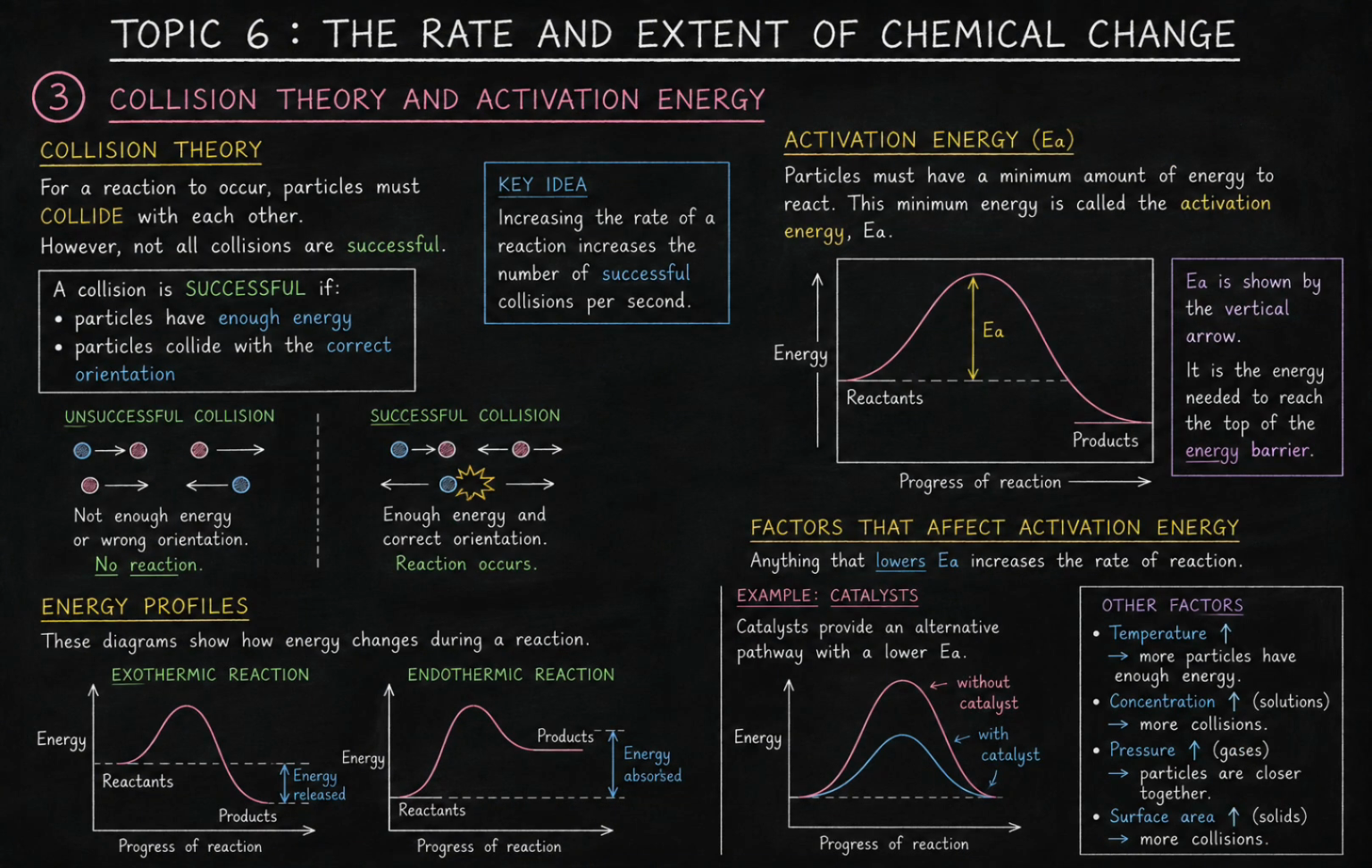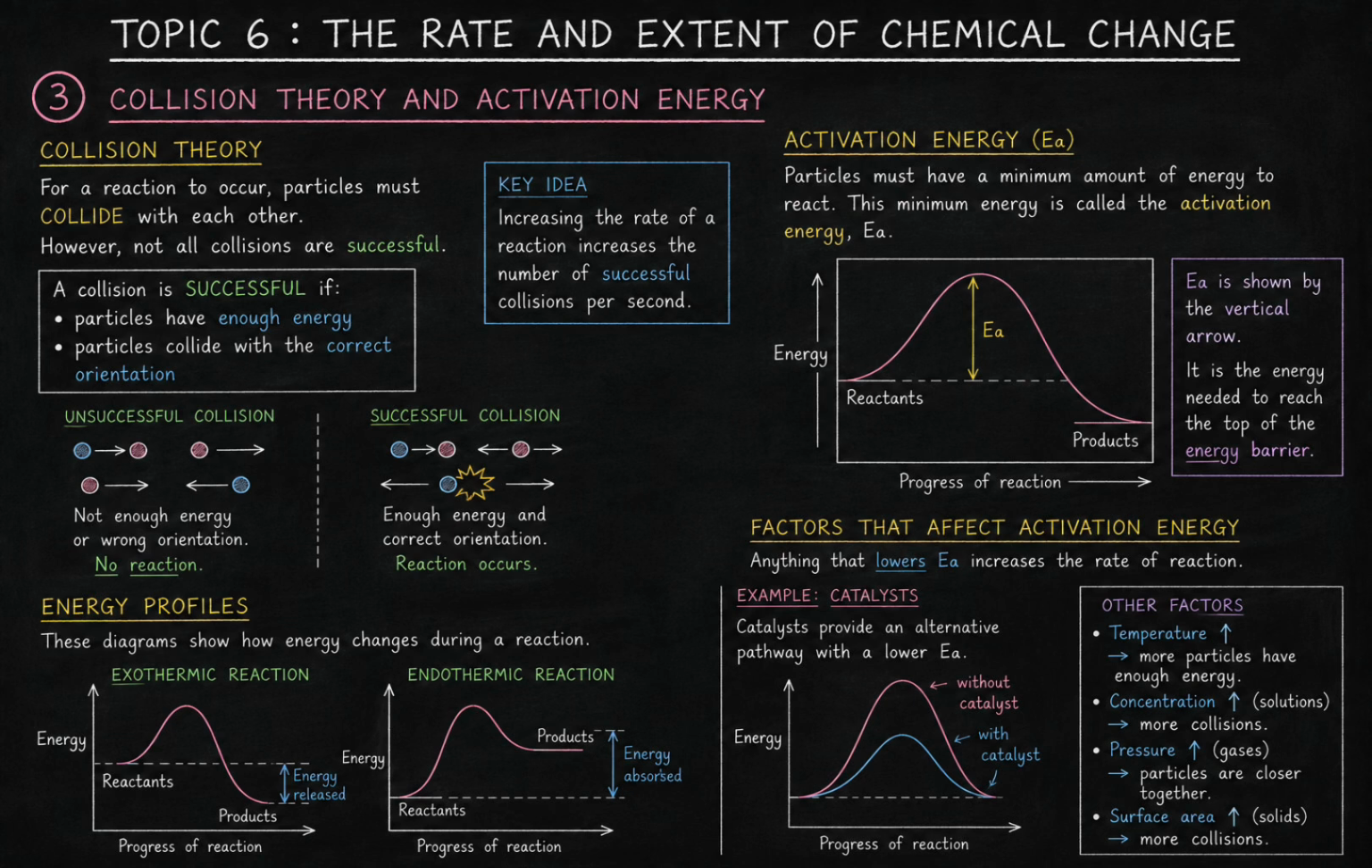Collision theory. For a reaction to occur, particles must collide. But not all collisions are successful. A successful collision is if particles have enough energy and collide with the correct orientation. Unsuccessful: not enough energy or wrong orientation, no reaction. Successful: enough energy and correct orientation, reaction occurs, with that little starburst. Key idea: increasing rate increases number of successful collisions per second.